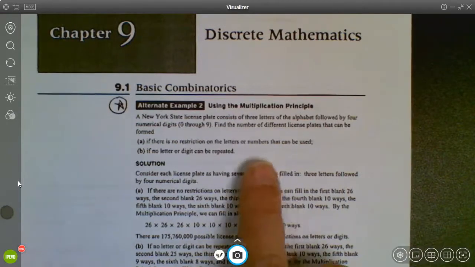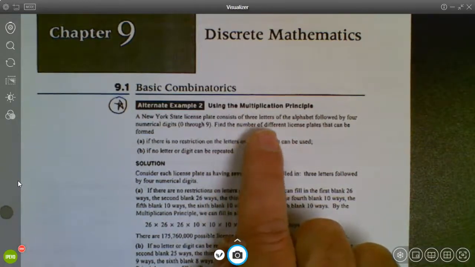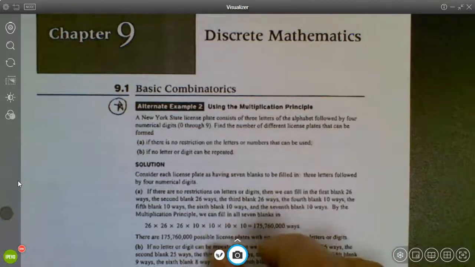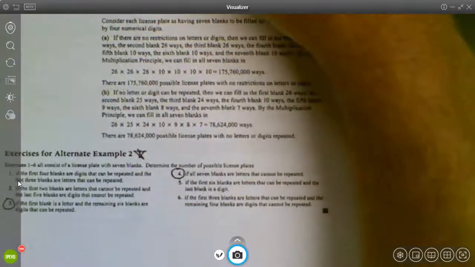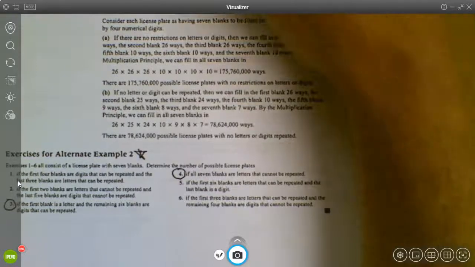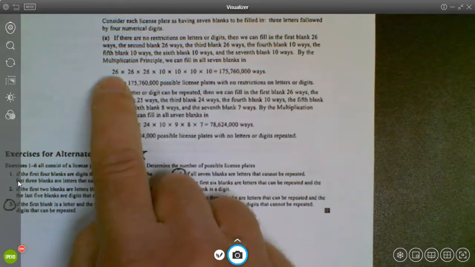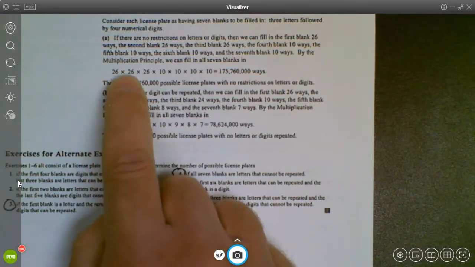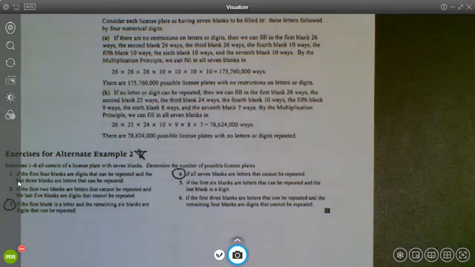So if there was no restriction, in this case it did say that 3 of them had to be letters, followed by the last 4 having to be digits. Let's lay out the options here. If the first 3 had to be letters, then A through Z could go into the first item on the license plate. The second item could be A through Z, so another 26, and then another 26. So A through Z are fair game on any of the first 3 items on the license plate.